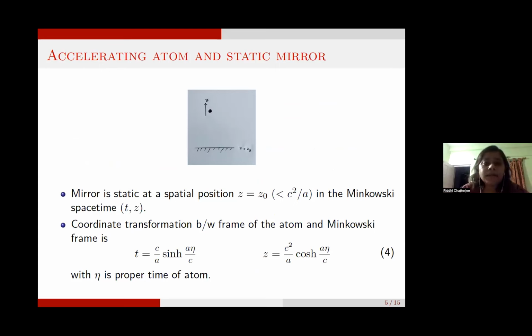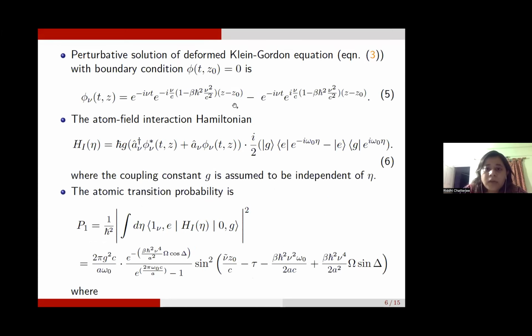So in our system, we will consider two cases. The first one is where there is a mirror in Minkowski spacetime at z equals z0, and an atom is accelerating along the z direction. So here is the transformation law between two frames, and because of the mirror, we have this boundary condition, phi(t,z0) equals zero. Now, as I have said, we have perturbatively solved this equation, and this is the solution of the field. Now, using this, we have written the atom field interaction Hamiltonian. This is the expression, and we have used this to calculate the excitation probability of the atom using standard calculation.